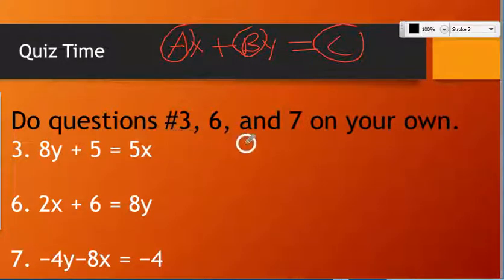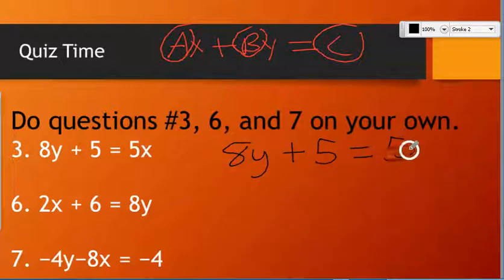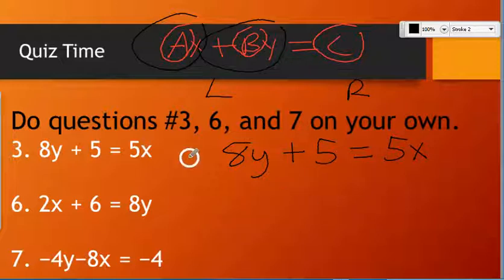Okay, so 8 times y plus 5 equals 5x. Now in order for this equation to be in standard form, we have to have the term that has an x and the term that has a y on the left side of our equation. And then the term that's just a constant needs to be on the right side of our equation. So as we look at our equation here, we have the 8y on the left side, so we don't need to move that. The 5, though, this is our constant term.